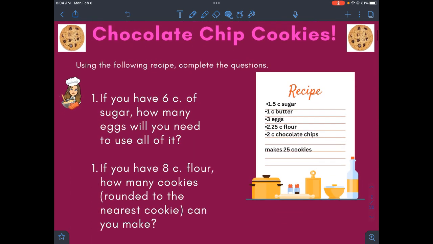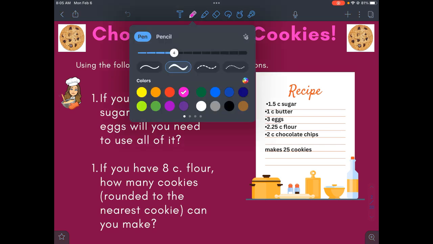We're actually going to start by talking about chocolate chip cookies, which may seem a little bit weird, but working with chemical reactions is actually a lot like cookies. Over here we have a recipe for making chocolate chip cookies. We've got sugar, butter, eggs, flour, and chocolate chips, and it makes 25 cookies. Now, if you know anything about cooking and baking, you have to actually follow the recipe or it's not really going to turn out the right way. So using that recipe, let's answer some of these questions.